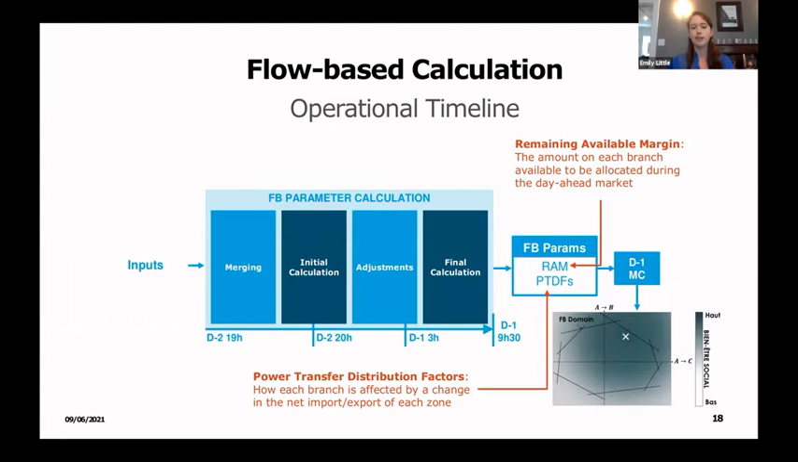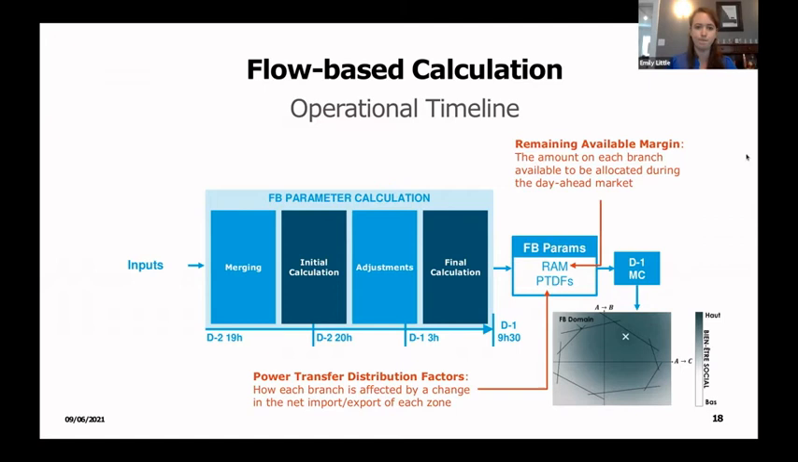There are some adjustments made over the night between this first calculation and the day ahead market clearing. And the final calculation is done for 9:30, one day before delivery, one day before real time. And we get these two parameters out of this calculation. We get the power transfer distribution factors that I discussed before, and the remaining available margin, which is the amount that's left on each of the critical network elements that's available to be allocated during this phase of the market. And then within the market clearing, we optimize the social welfare within this domain for the whole system.